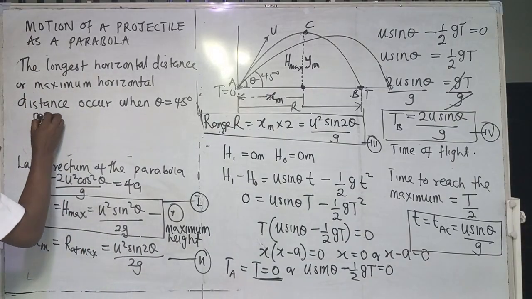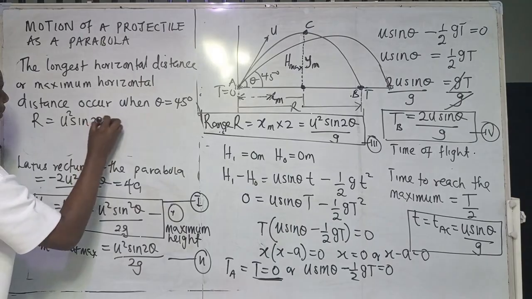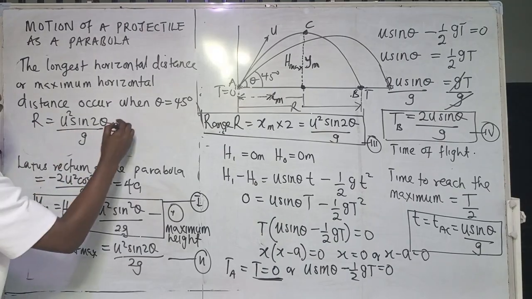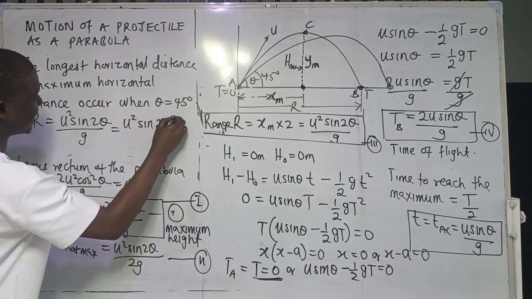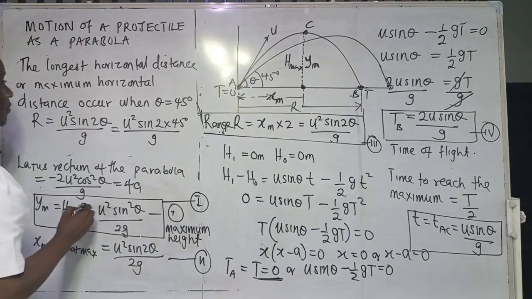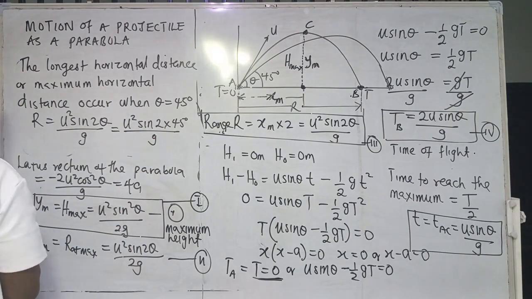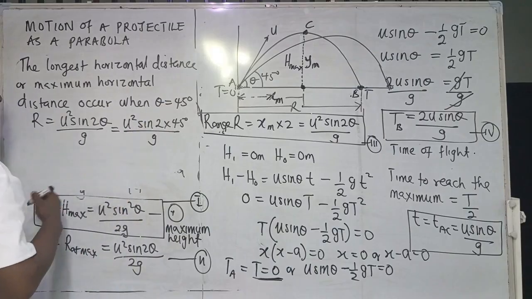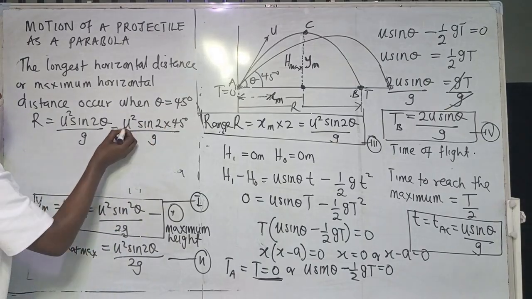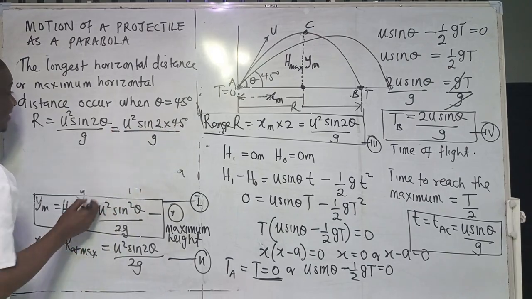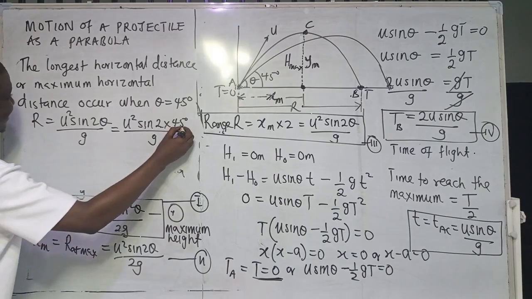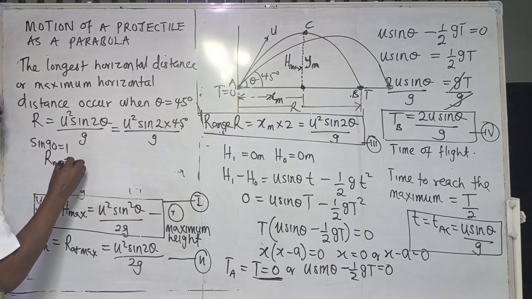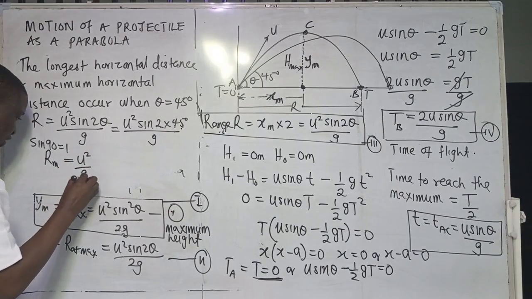So what is that? Range normally is equal to U squared sine 2 theta over G. So what do we now have? U squared sine 2 times 45 degrees over G. Don't forget this angle of projection, and U is the velocity of projection. 2 times 45 is 90. Sine 90 is equal to 1. Therefore, R max is equal to U squared over G.